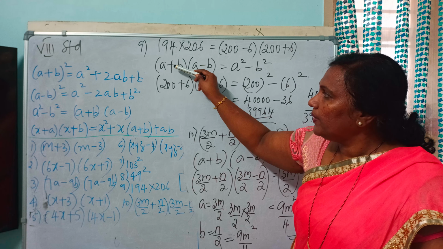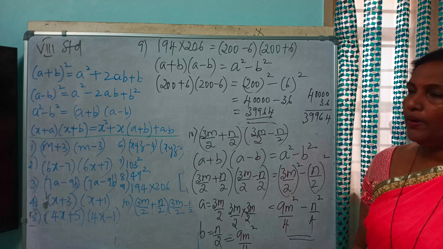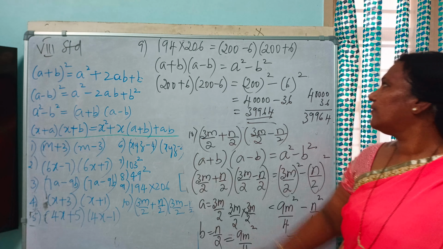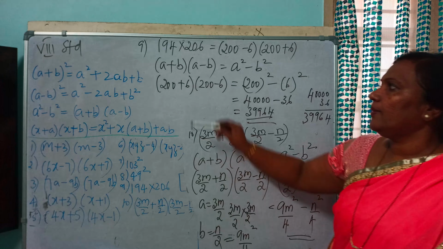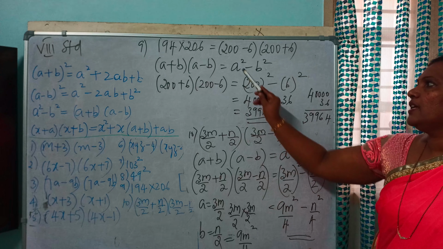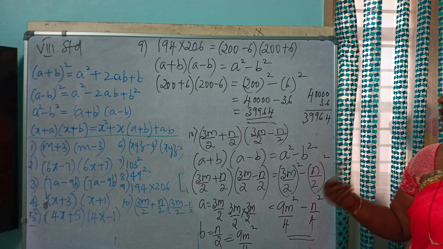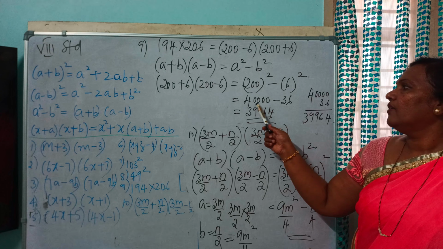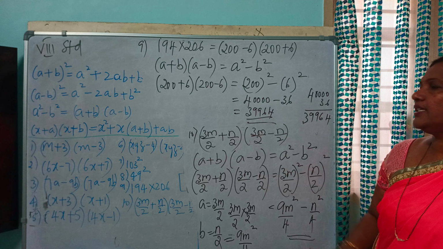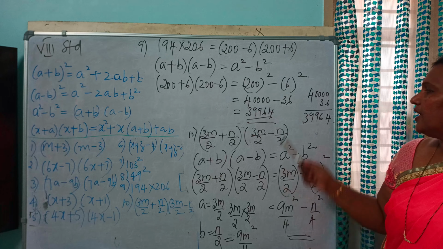I told you, below the identity, I have to write down the problem. Compare what's in the place of A, it is 200. In the place of B, what is there? 6. So A is 200 and in the place of B it is 6. 200 into 200, 40,000. 6 into 6, 36. If you minus, you will get 39964.